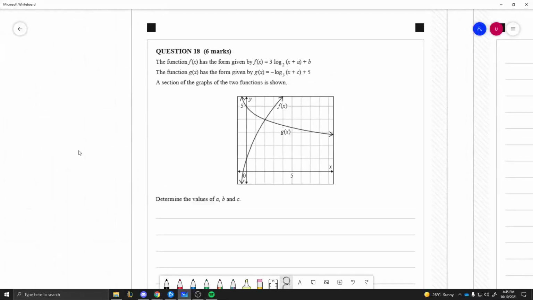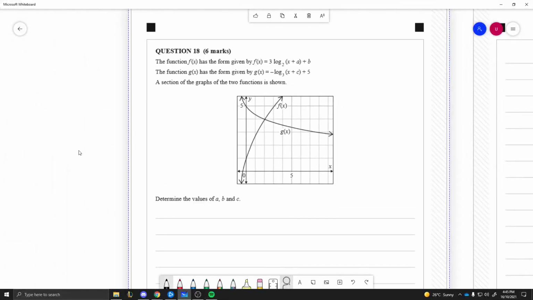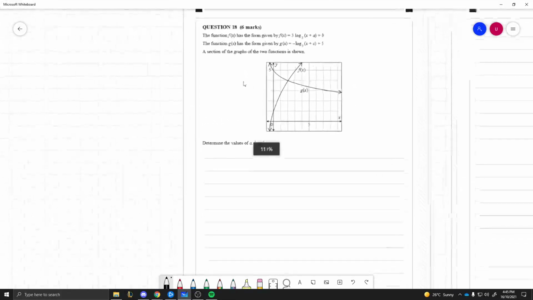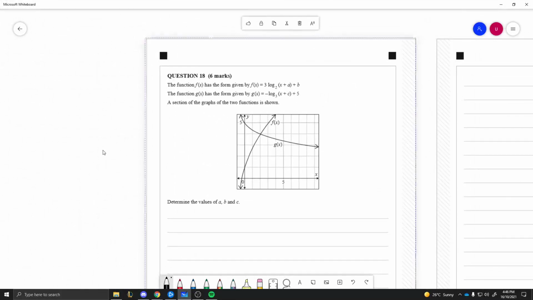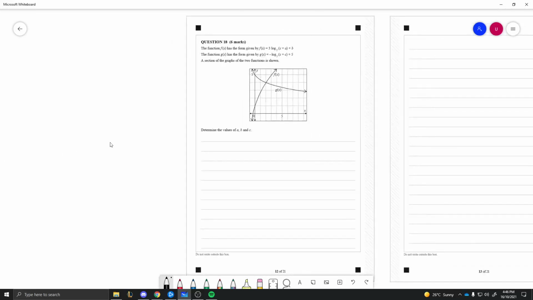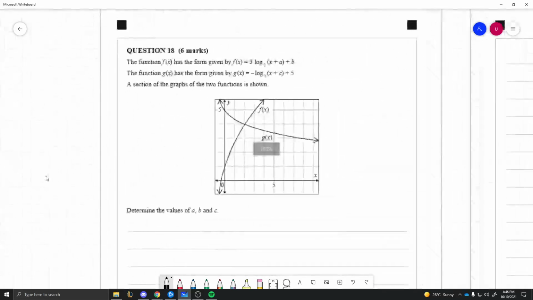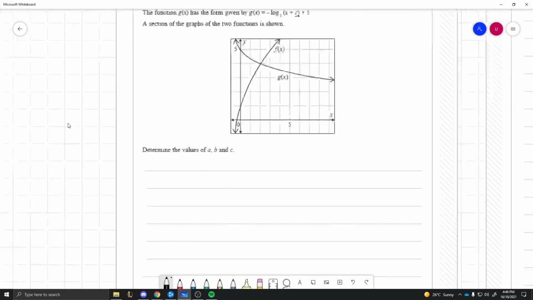So this is question 18. This one's a bit hard, so it's 6 marks. But you have to find a, b, and c, and they're given in these functions. So a, b, and c.